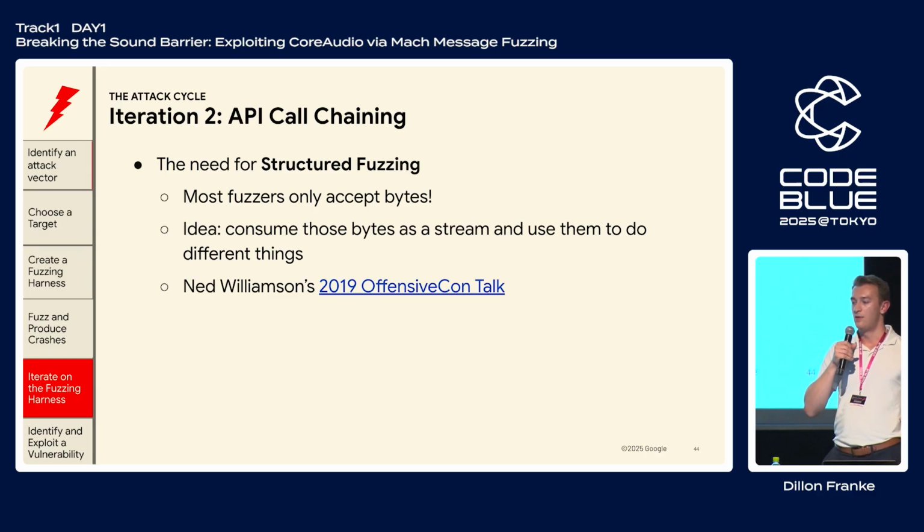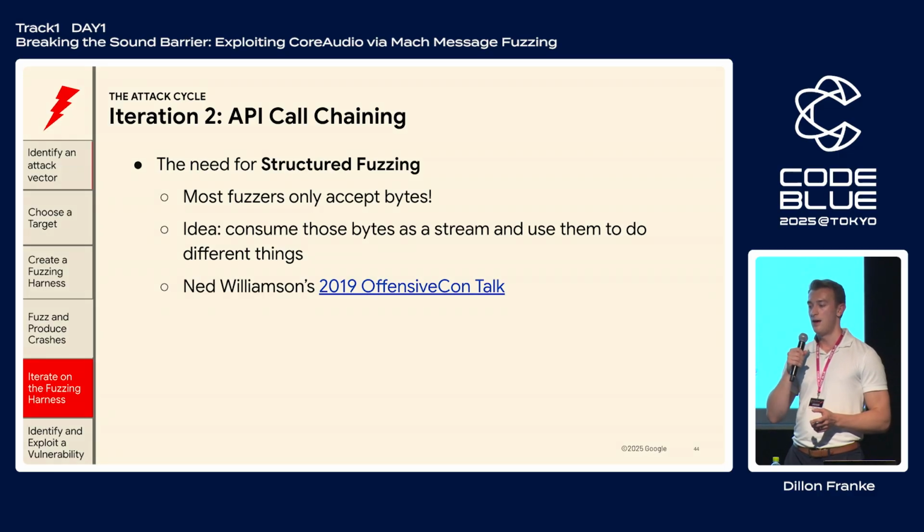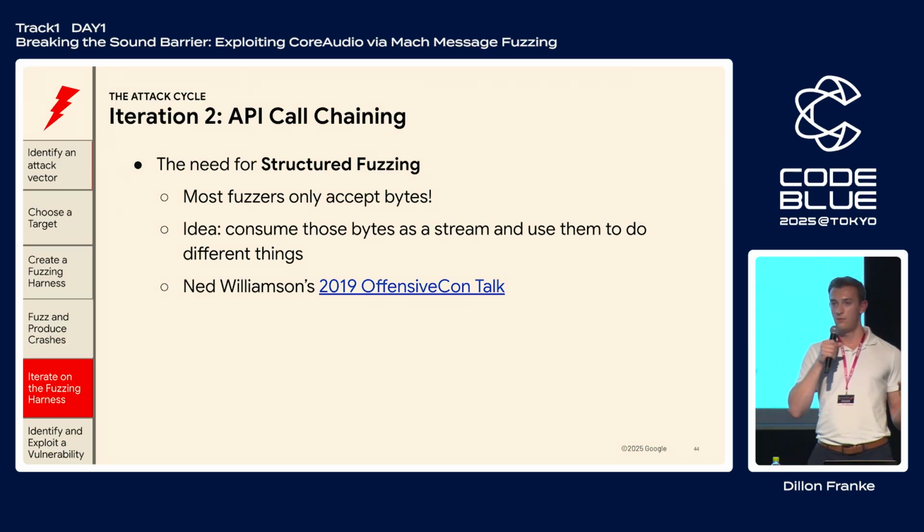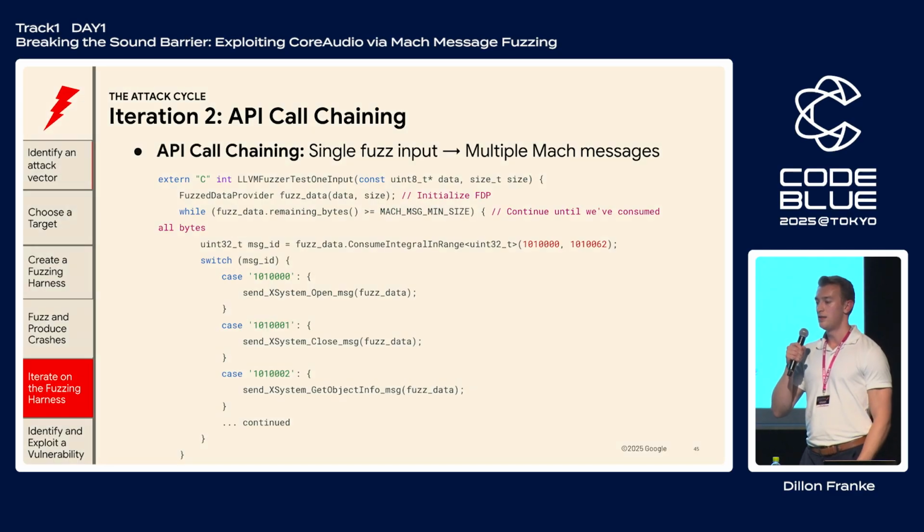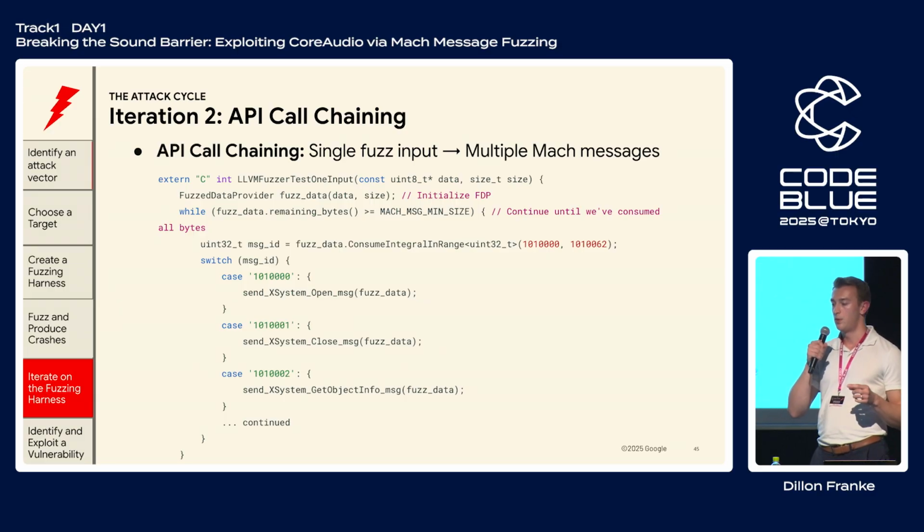And this introduces the idea of the need for structured fuzzing. This gets at the sense that most fuzzers will only accept raw bytes and then just send them to a target. But what if, instead of just sending those bytes along, we consumed them and did something interesting with them? This is largely taken from Ned Williamson's 2019 OffensiveCon talk. I highly recommend checking that out. But basically what we do is, instead of just taking those raw bytes, we parse them to get a bunch of data, and then from that we enter a while loop, which you see here.